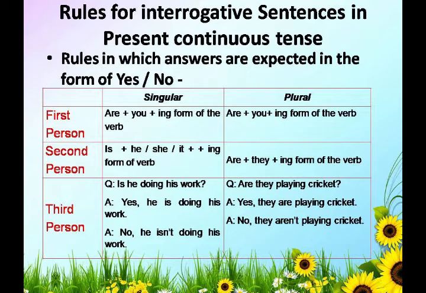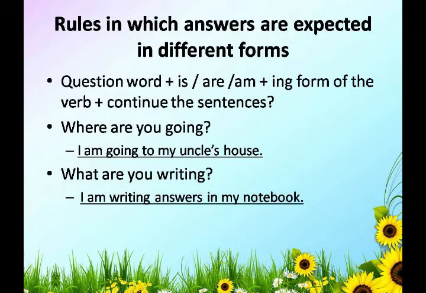Like, he is doing his work, this is the statement. But if I have to frame a question: is he doing his work? The answer will be yes, he is doing his work. No, he isn't or is not doing his work. Are they playing cricket? Yes, they are playing cricket. No, they aren't or are not playing cricket. So answers are expected in the form of yes or no. In the same way, for questions in which answers are expected in different forms, you have to apply the question word, then is or are, then the ing form of the verb.